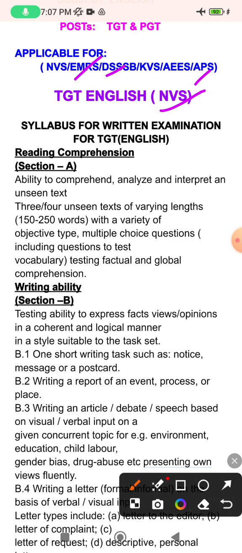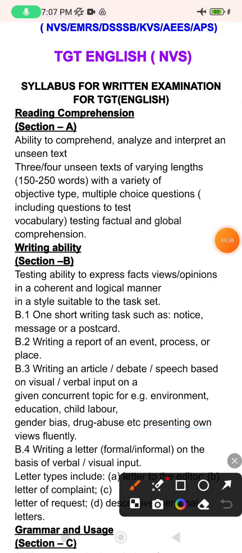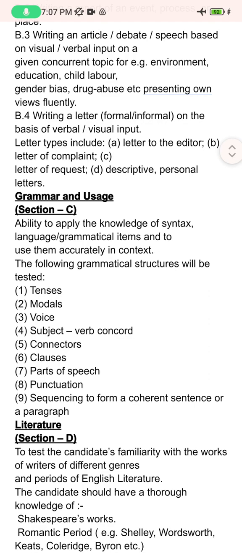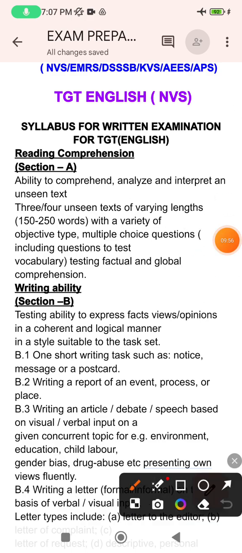Now see, TGT English, this is the syllabus, you can take a screenshot of it. TGT English: reading comprehension, Section A, then writing ability, Section B, then grammar and usage, Section C, and next one is literature, Section D. So first one is reading comprehension, Section A.